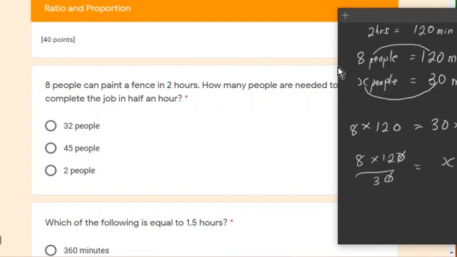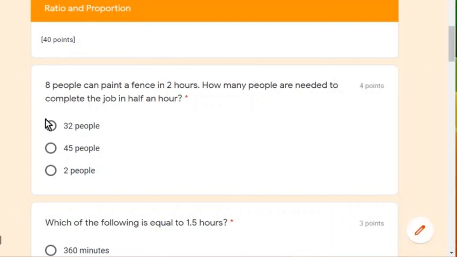Okay, so this 0 cancels itself once. I have 4. 8 times 4 is 32. So the correct answer is 32 people.